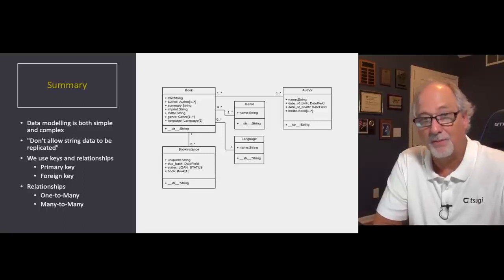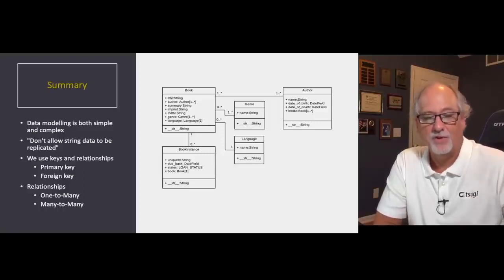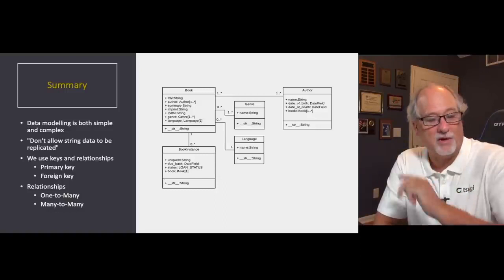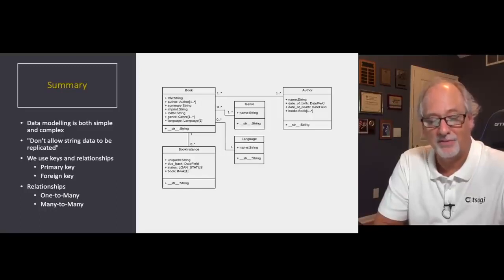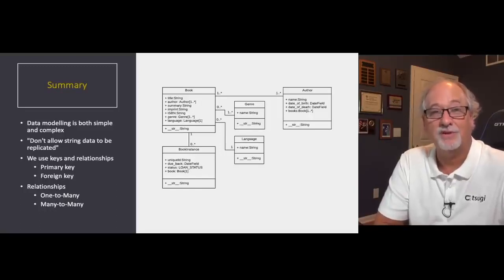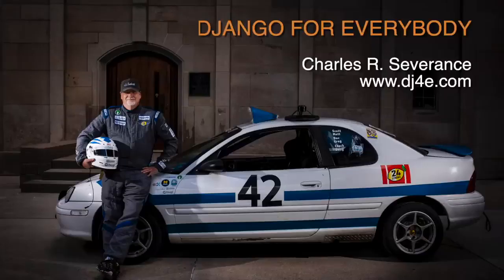We have the concept of primary keys, which are in each row. We have foreign keys, which point at a row in a different table. And then we have the one-to-many relationships and the many-to-many relationships. And our local library application is a simple data model, and yet it does a really good job of giving us examples of each of these things in action.